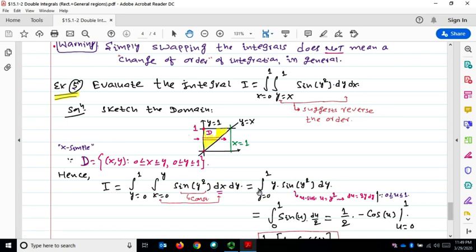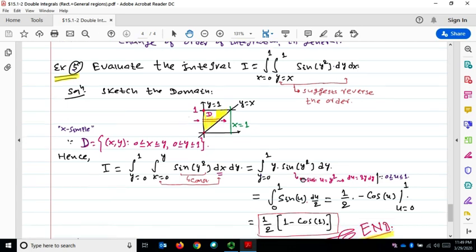Then let's start evaluating the double integral. Write down the y integral, then integrate sine y squared with respect to dx. Sine y squared is constant for the x integral. So the integral of sine y squared with respect to dx becomes sine y squared times x, and put in the upper limit x equals y. So this expression here is y times sine of y squared dy.